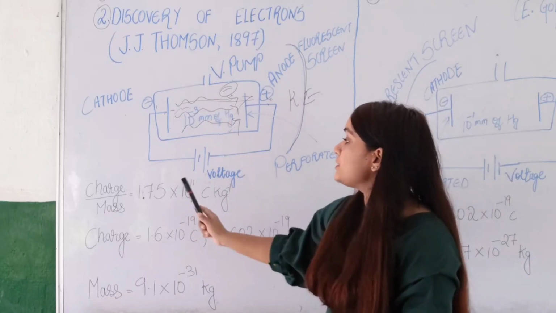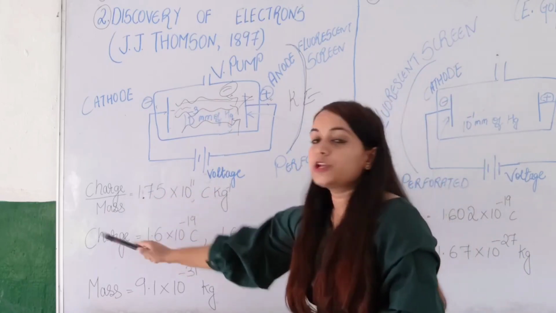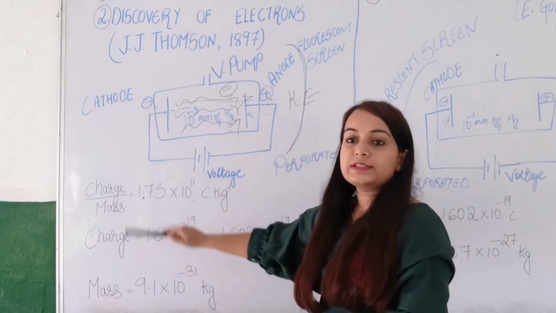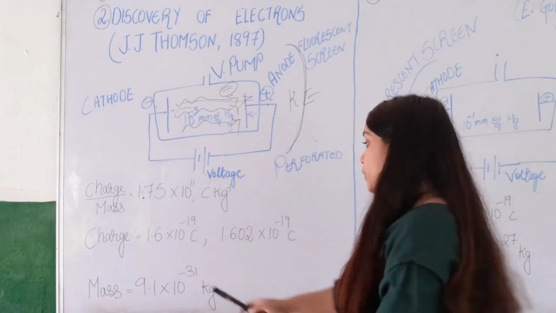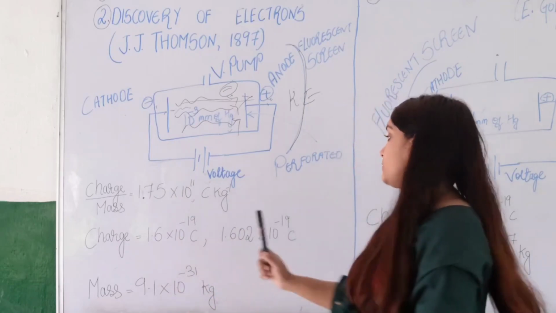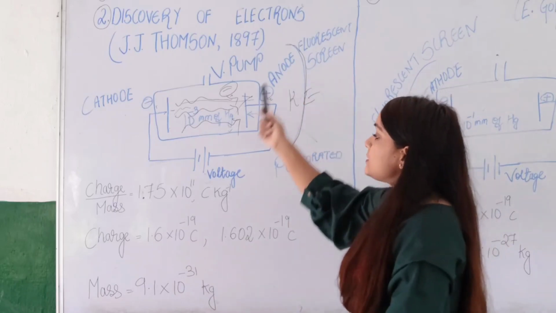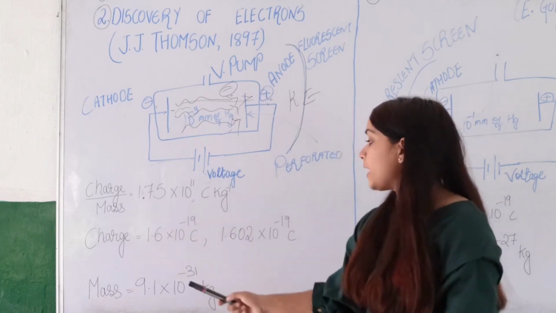So from here till now, the charge to mass ratio was known, and the charge of the electron was known. With the help of these two values, the mass of the electron was easily calculated, which was 9.1 into 10 to the power minus 31 kg. So from this entire experiment, the charge to mass ratio was known, the charge was known, and even the mass of the electron was known.